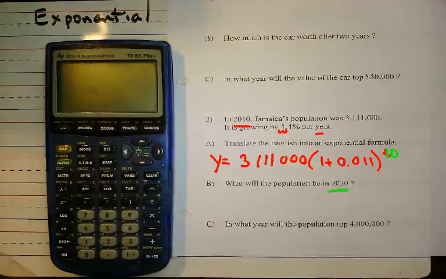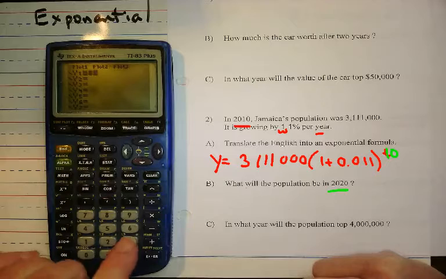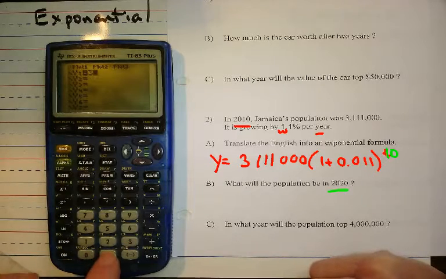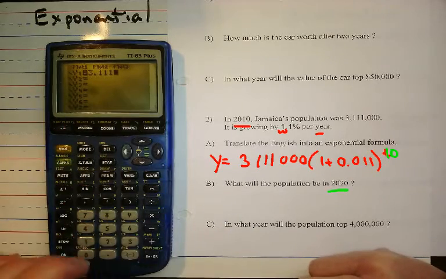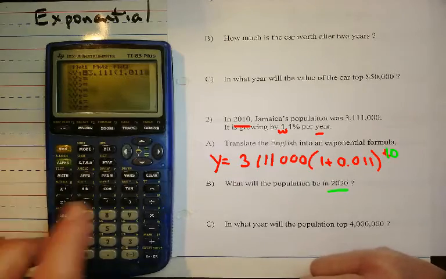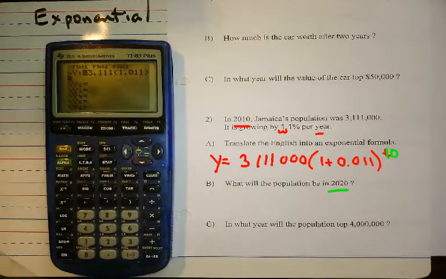Now then, I need to plug it into my calculator. So I'm going to do 3,111,000, or I can just write this. Now notice I put 1.011. So when I add 1 to this, I just get 1.011. That's what I'm dealing with. So I'm writing this value.